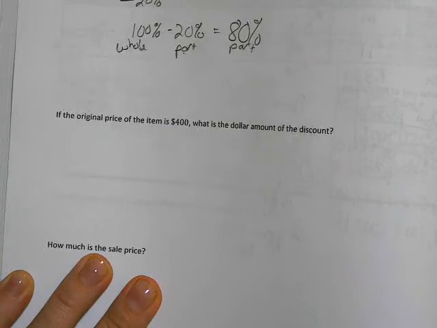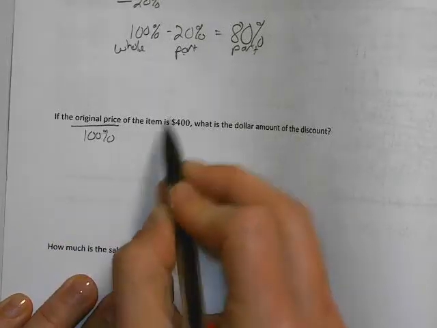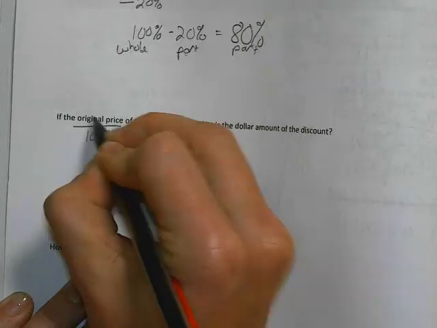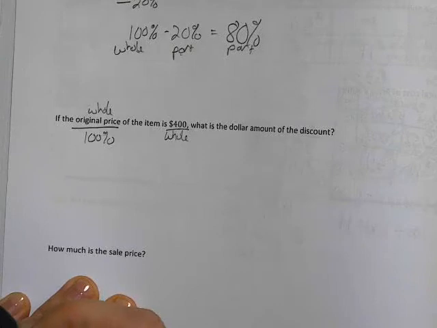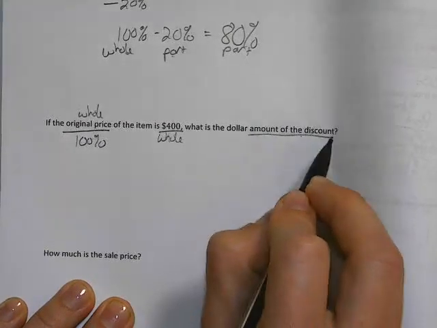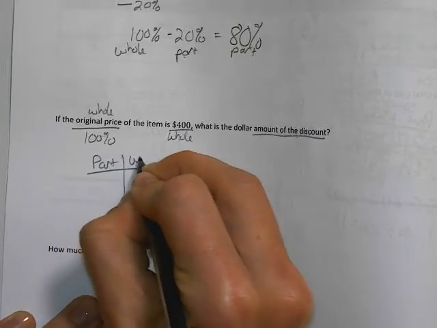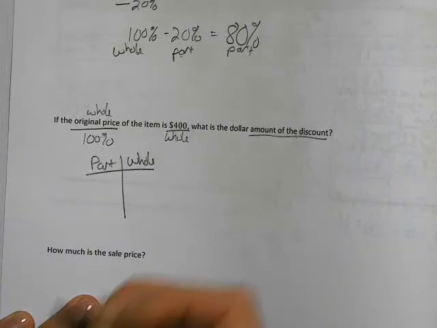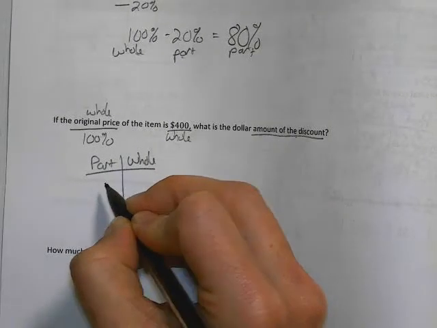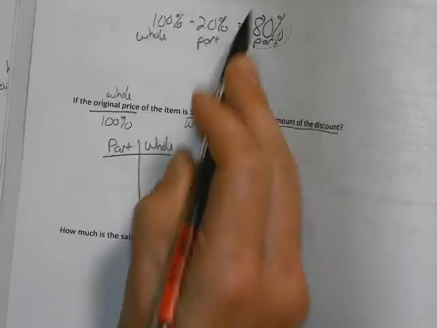Now, it says that the original price, which is 100% of the cost of the item, is $400. That means the original price is the whole. What is the dollar amount of the discount? So we set up our table. We have a part, and we have the whole. Our part is the discounted price. So the 80% is what I paid.